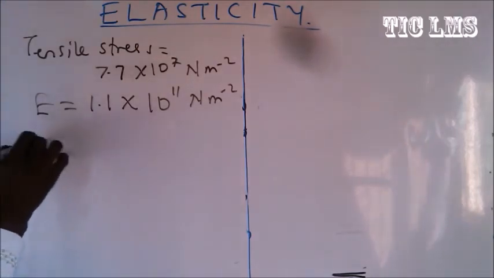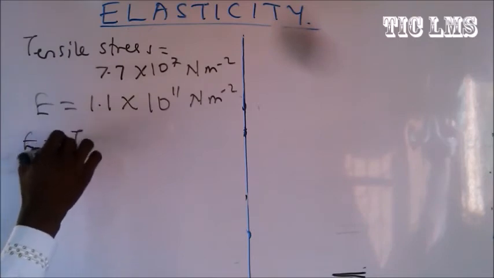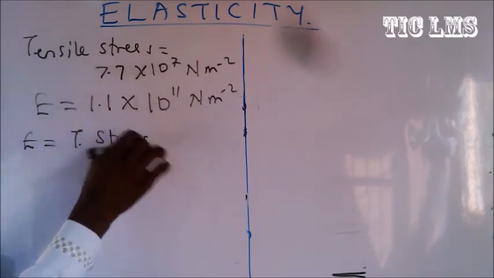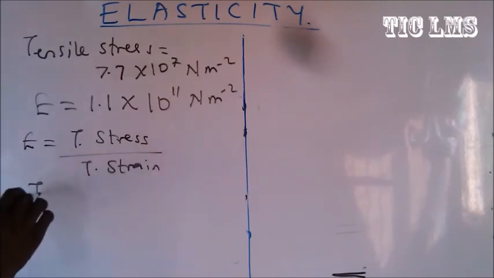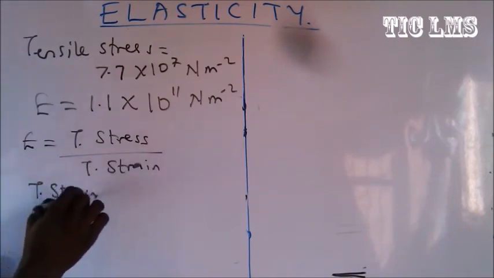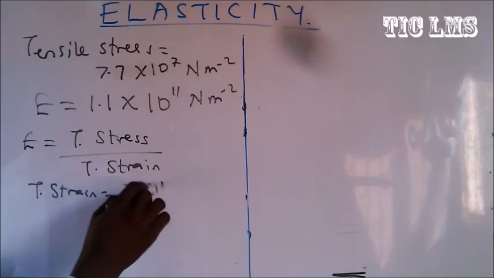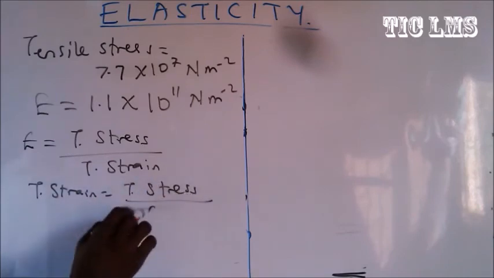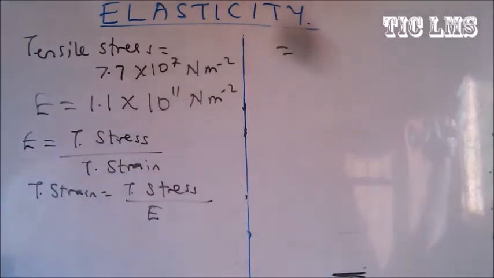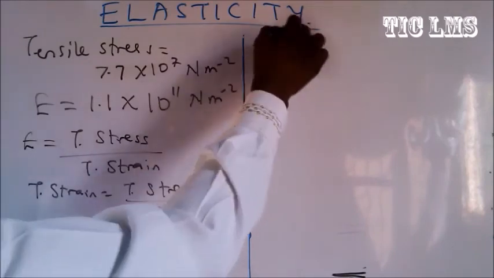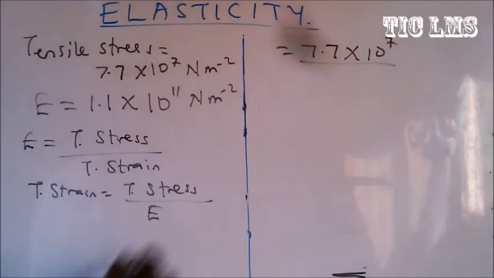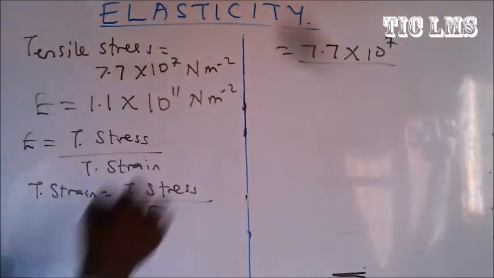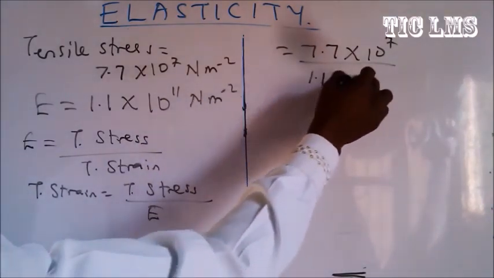Yes, we have that Young modulus equals the tensile stress over the tensile strain. So the tensile strain is equal to the tensile stress over the Young modulus. So we have the tensile stress to be 7.7 times 10 to the power of 7 over the Young modulus to be 1.1 times 10 to the power of 11.